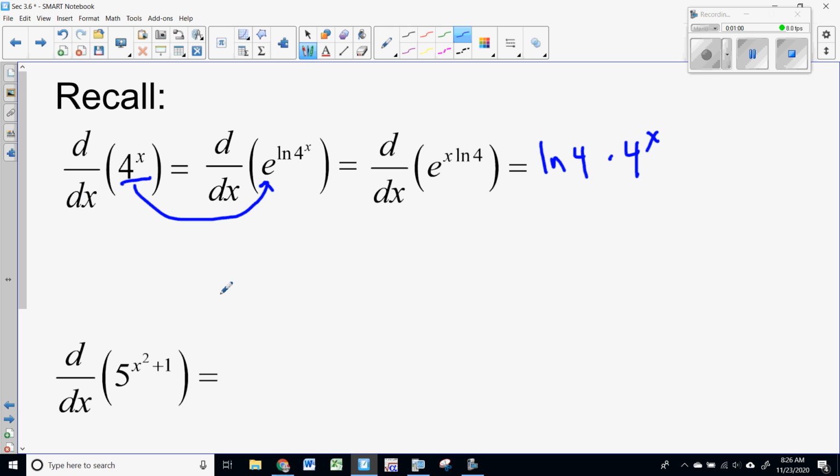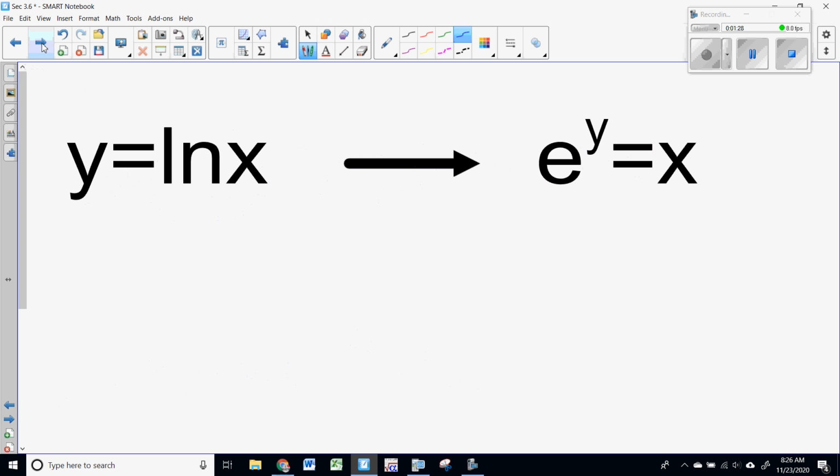Now, what that would mean is if we had the derivative of 5 to the x squared plus 1, the derivative of the outside is the natural log of 5 times 5 to the x squared plus 1 times the derivative of the inside, which would be 2x. So that kind of reviews what we've talked about previously with our chain rule and exponentials. Now let's look at a logarithm.